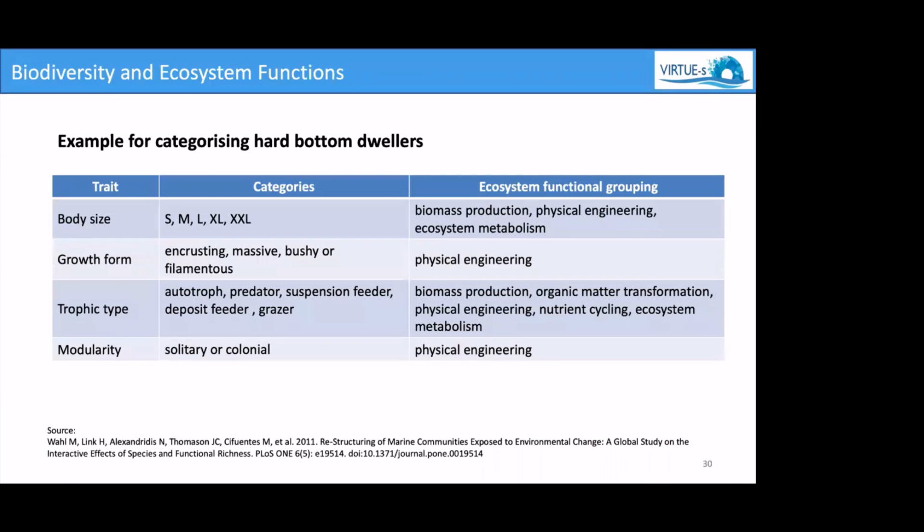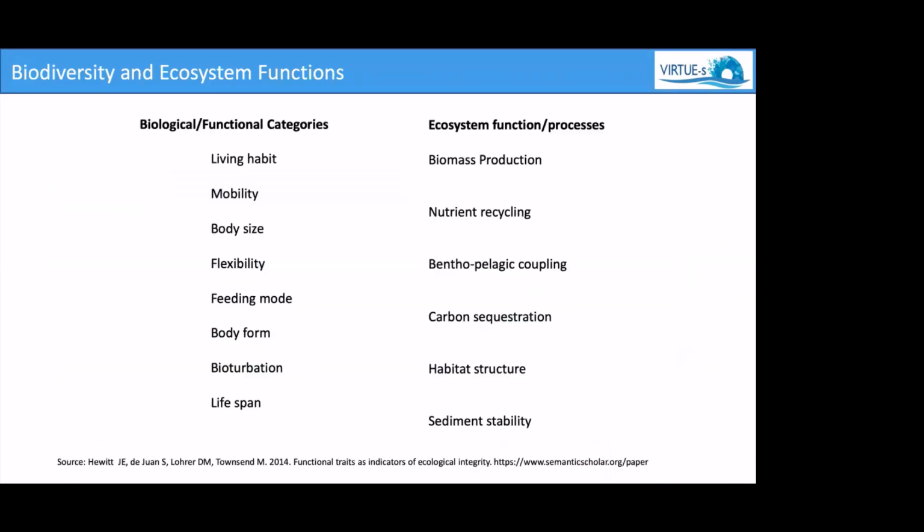Okay. So going back to this, all these biological functional categories will not have to be taken all in one study. In a study or in a research, they just choose which of these is applicable to the type of question that they would like to answer in their research.